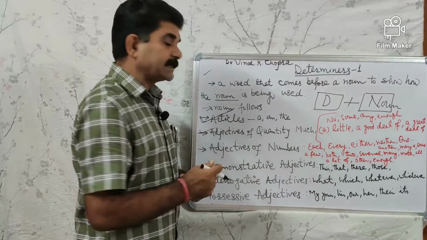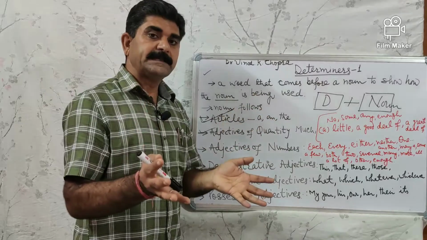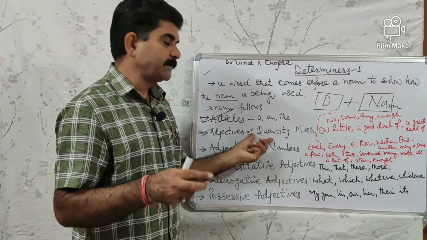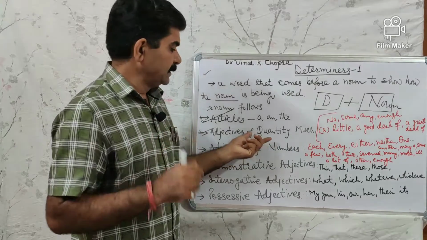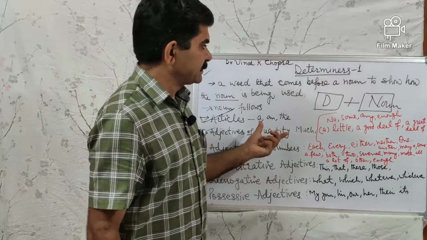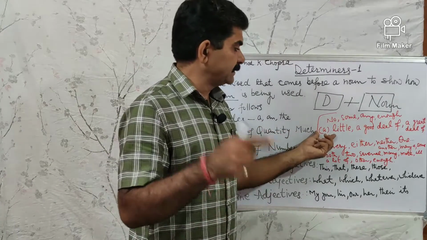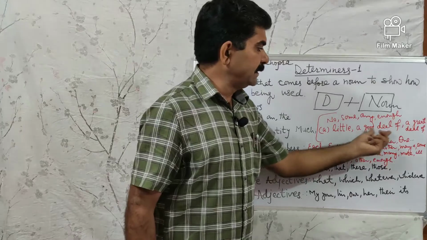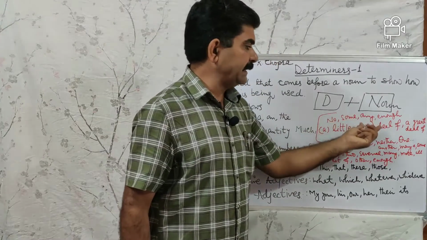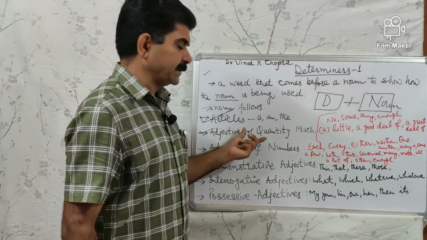Then there are adjectives of quantity, quantity that cannot be counted. Quantity is always uncountable. These adjectives of quantity that are termed as determiners are much, little, a little, the little, a good deal, a great deal of, no, some, any, enough. These are adjectives of quantity.